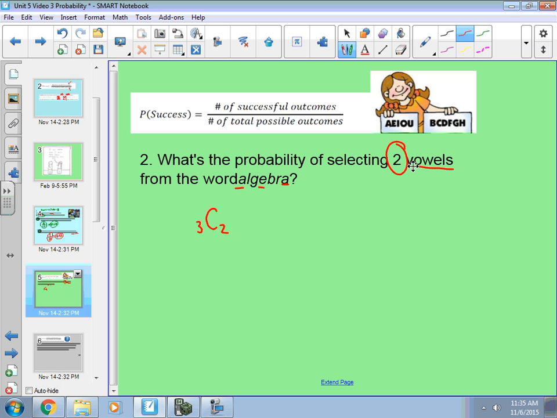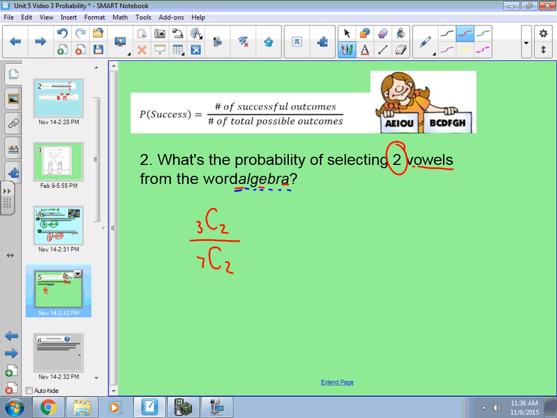Okay, now we've got to also figure out how many total possible outcomes there are going to be. So how many total letters are in this word algebra? Well, let's count them up. 1, 2, 3, 4, 5, 6, 7. So total, there's 7 in there. We still need to know how many different ways there would be of choosing just 2 out of 7 things. So again, we don't really care about the order, but we need to know how many total ways we can draw 2 letters out of this group of 7 things.